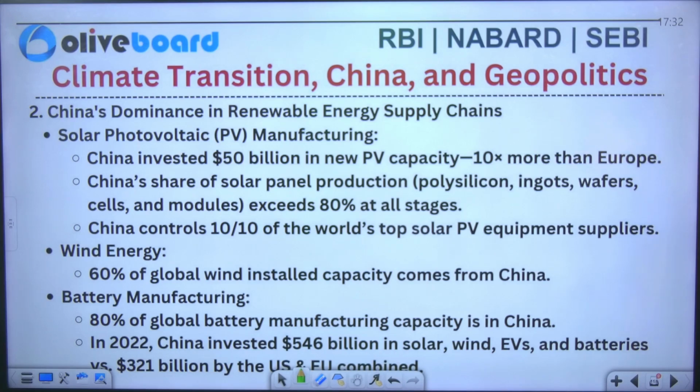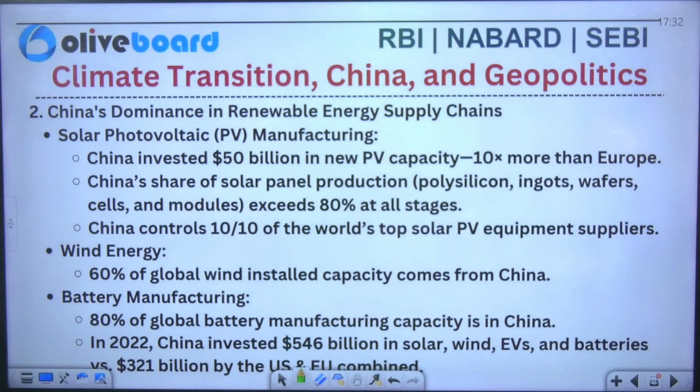So you can see that in solar photovoltaic manufacturing, China has invested $50 billion in new PV capacity, that is, I would say, 10-fold more than Europe. And similarly, China's share in solar panel production has exceeded 80% at all stages. China's control is over 10 of the world's top solar PV equipment suppliers.